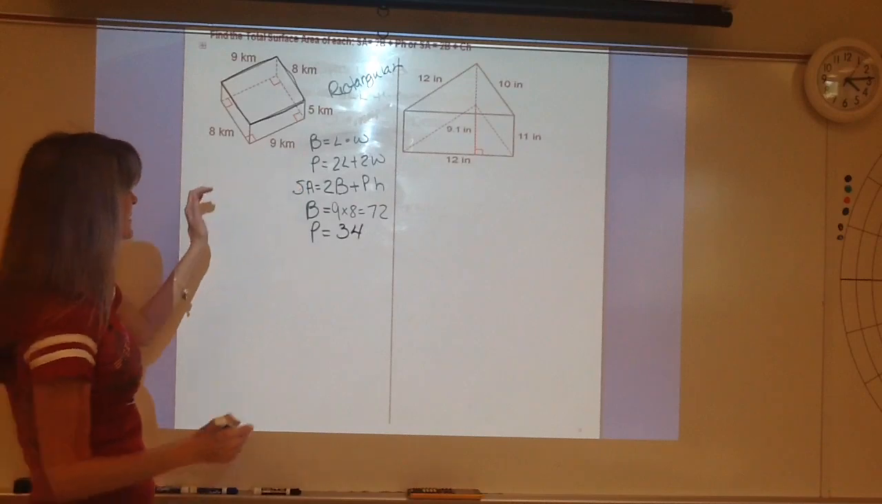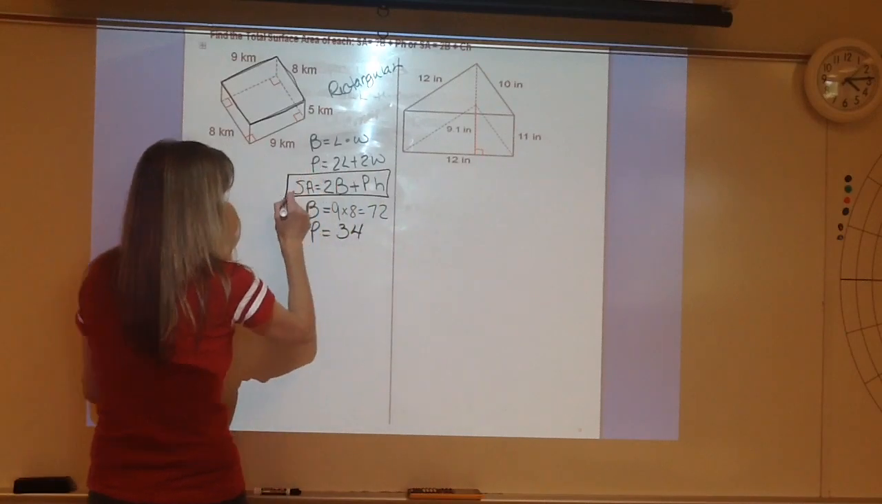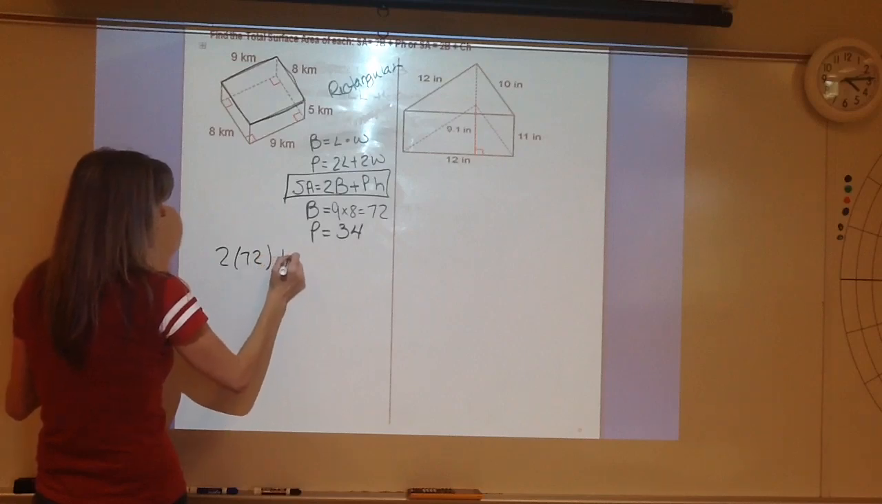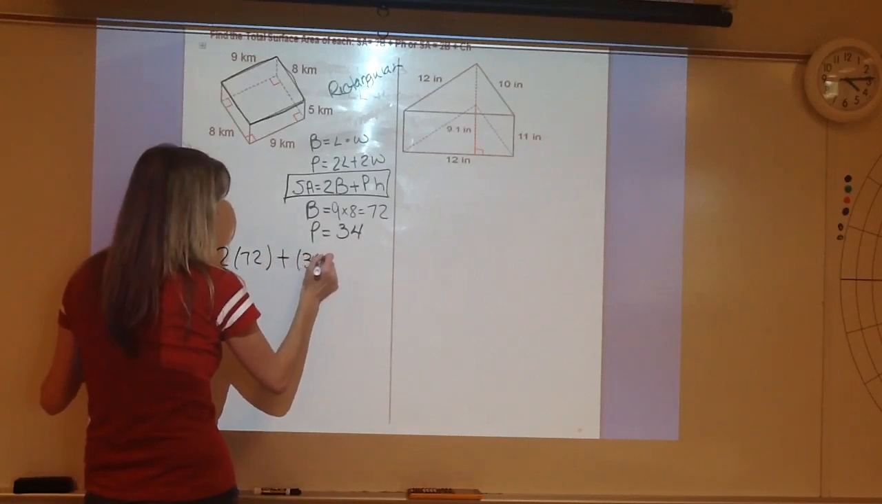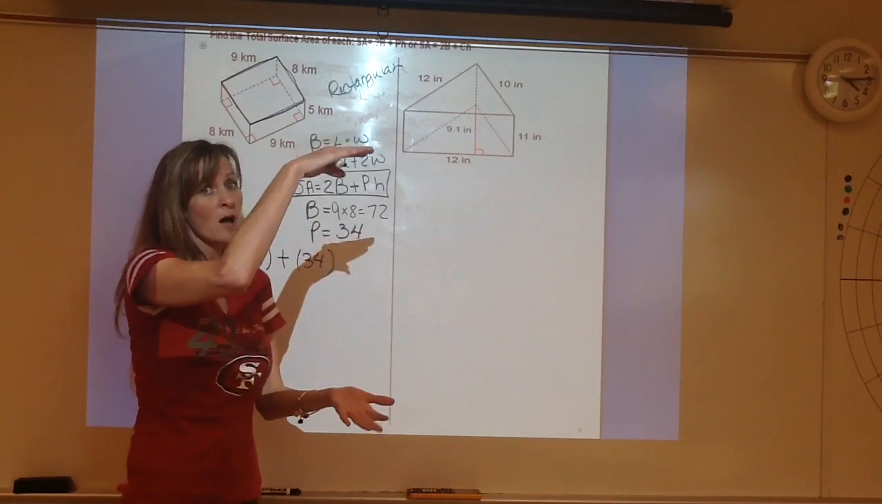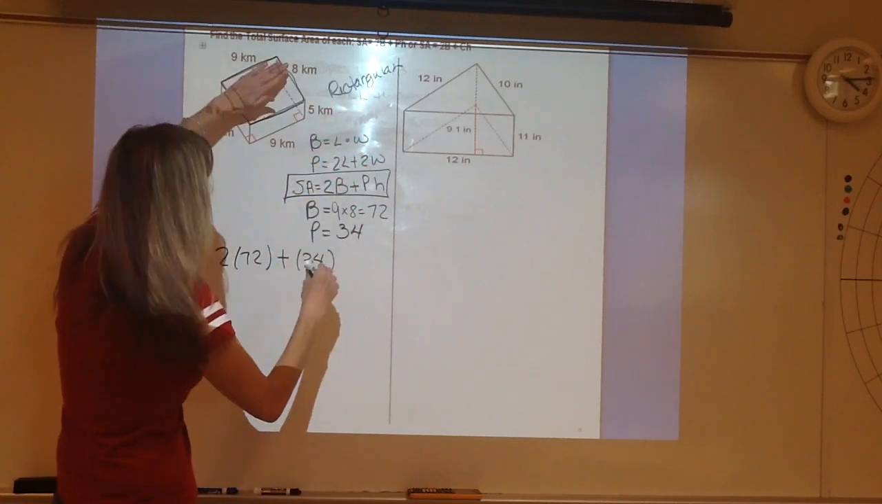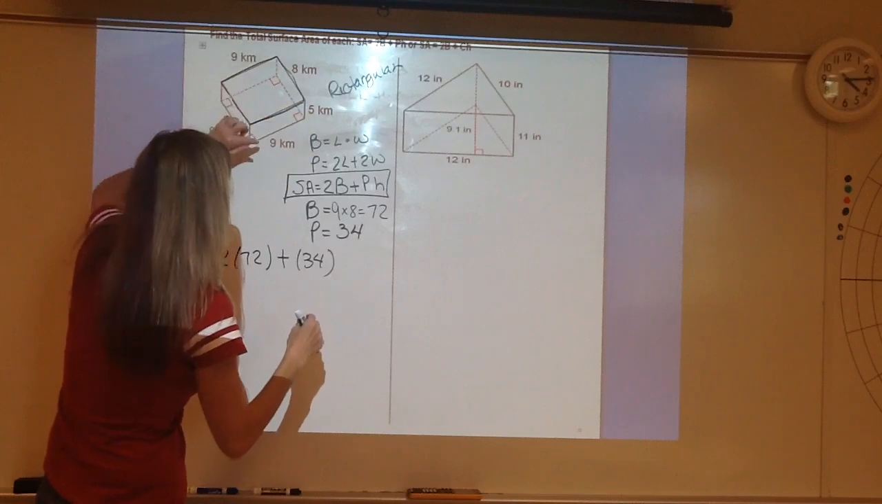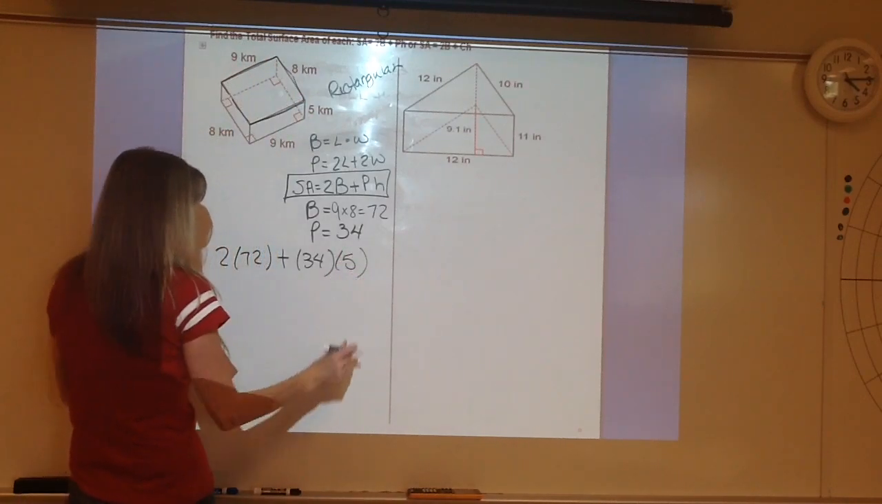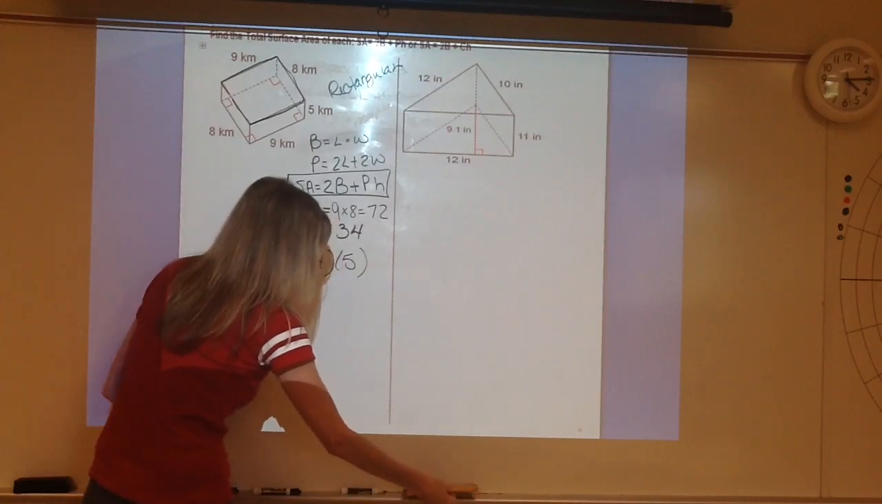And then I'm going to plug it into this formula right here. 2 times 72 plus 34 times the height of the prism. The height of the prism is how far the top is from the bottom. Well, here's the top rectangle, and there's the bottom, and the distance between them is 5. So I can punch that in my calculator just like this.